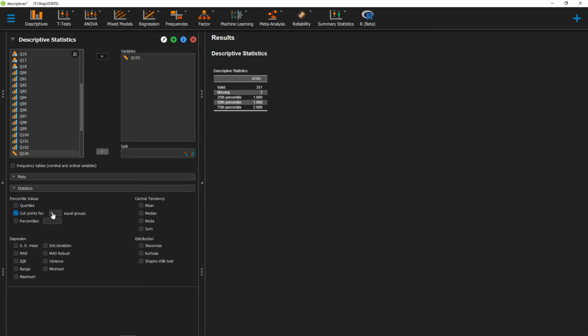So for example, if I wanted 10 groups, I could put 10 groups here, and that would give me my 10th, 20th, 30th, 40th, 50th, and so on percentiles. I can also select a specific percentile. So for example, if I wanted the 61st percentile, I could go ahead and enter a 61st percentile here, and I would get my 61st percentile for that variable right over here.